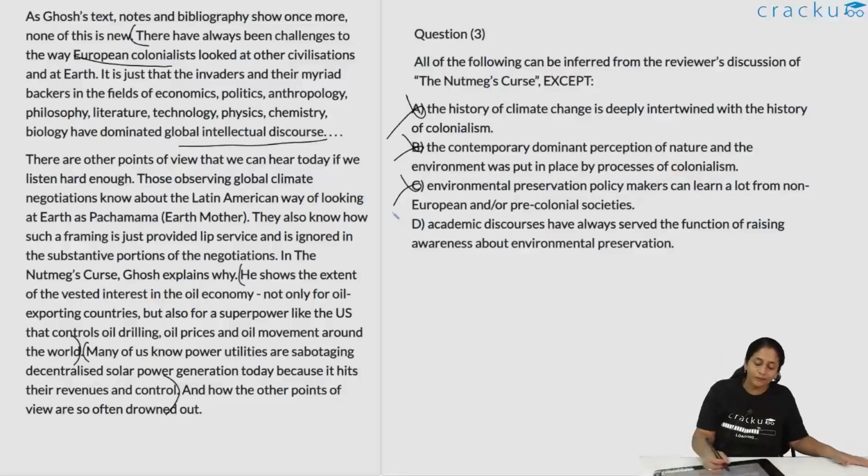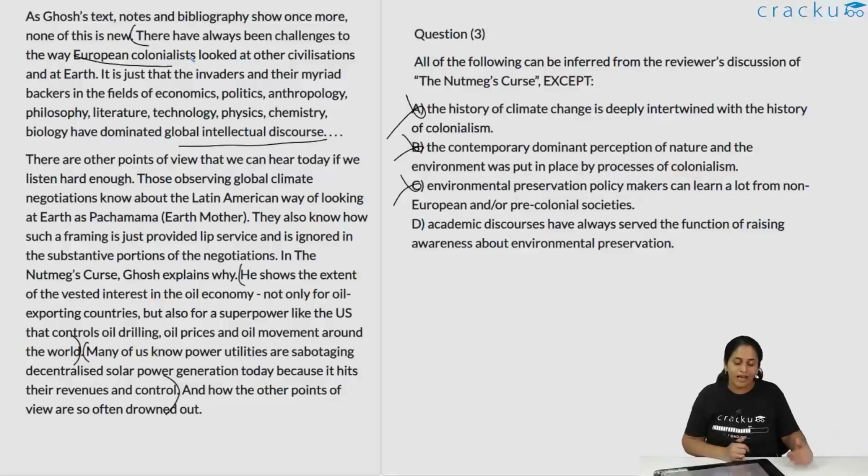In fact, the author actually says that the way the European colonialists looked at nature has been part of many domains, including physics, chemistry, biology, which are academic courses. Economics, politics, anthropology, philosophy are also academic discourses. So in many ways, the European colonialist mindset was also propagated by the academic discourses, and that mindset was actually harmful. So D, I can infer it to be false according to the passage. So D is the right answer.